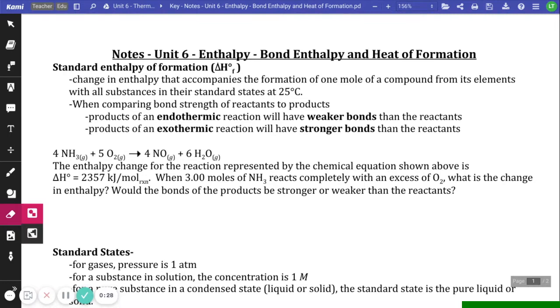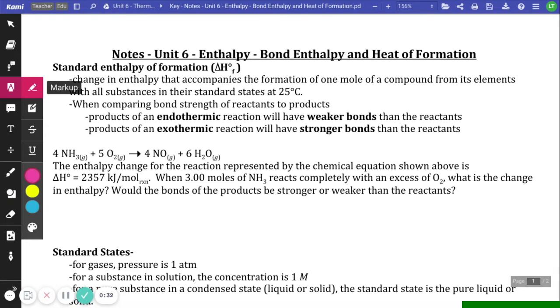So let's get started. So the first thing I want to point out is that these two methods are very similar. So it's really important that you pay attention to what kind of data you're given. Are we given the energy of bonds or are we given the enthalpy of formation? That's going to be really crucial in determining your formula. If you do it opposite, because they're very similar, you're going to end up with the wrong answer.